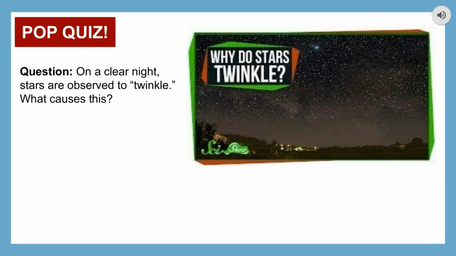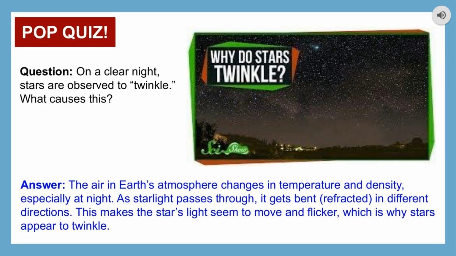Here is another pop quiz. Why do stars twinkle on a clear night? Stars appear to twinkle because their light passes through Earth's atmosphere before reaching our eyes. The air is not uniform. It changes in temperature and density, especially at night. As starlight travels through these moving layers of air, it is refracted in slightly different directions. This makes the star's position and brightness appear to change rapidly. The star itself is not changing. Only the path of the light is.